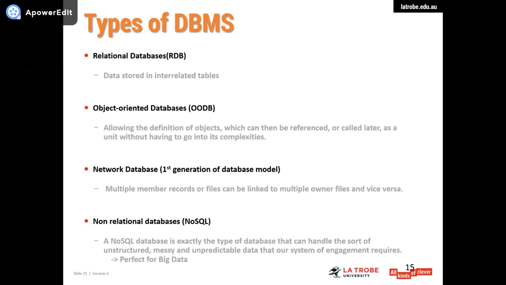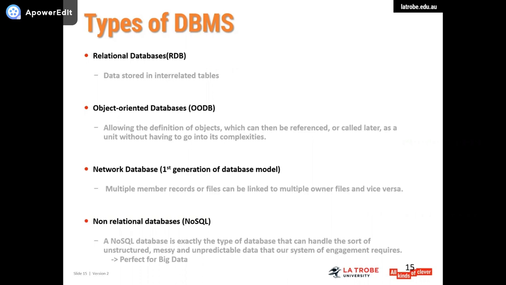So in a network database, multiple member records and files can be linked to multiple owner files or vice versa. The key advantage of a network database model is that it supports many-to-many relationships and provides greater flexibility and accessibility. So the result is faster data access, search, and navigation.